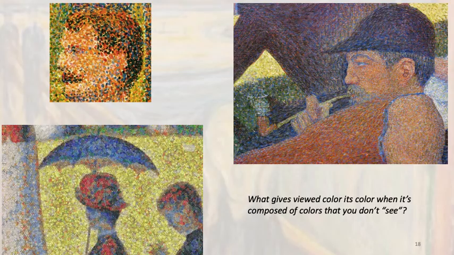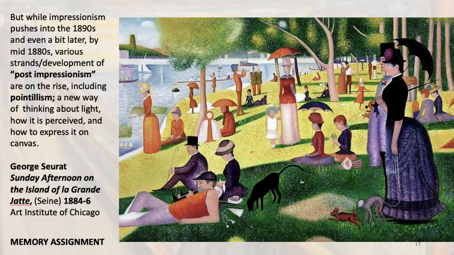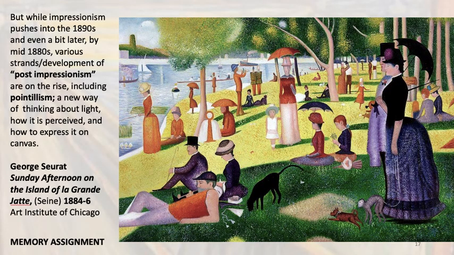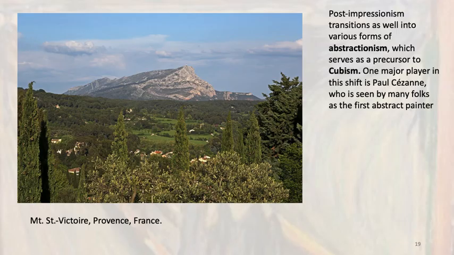So I'm going to get you a few close-ups of that because you can see it more closely. It's almost like a pixelated way of doing painting, and something we would be much more familiar with today with digital representations. So the question to ask is, what gives the viewed color its color when it's composed of colors that you don't see? So go back to the painting, if you can find those pieces, like the man to the right here, right? You see the colors that are actually there, and now when you look at the piece as a whole, the colors appear differently when all those blend together. It's fascinating.